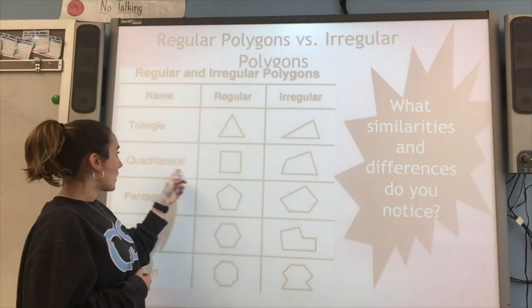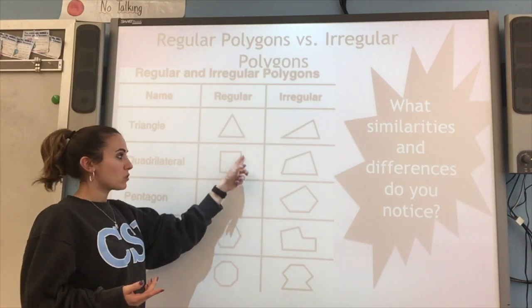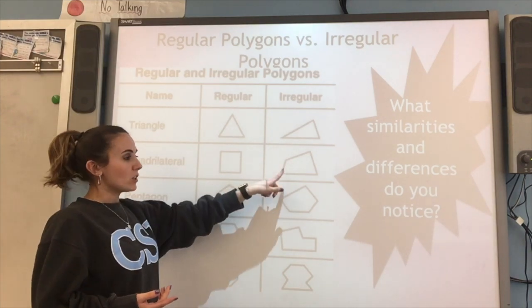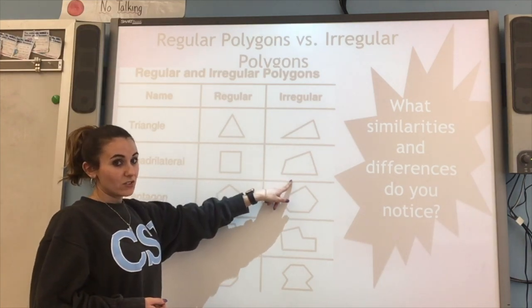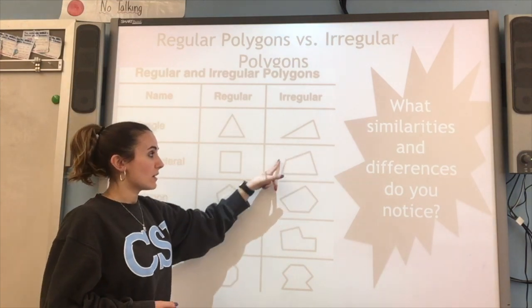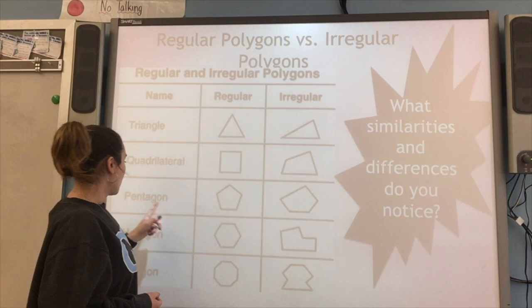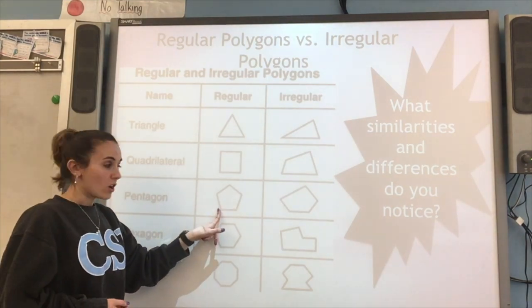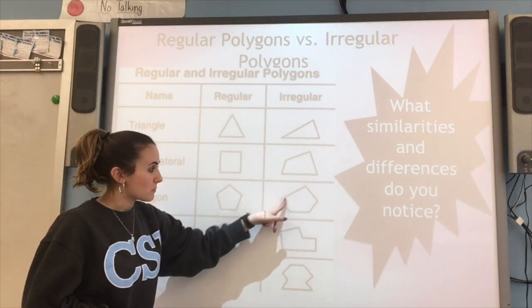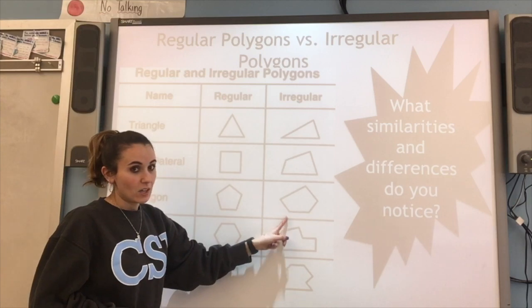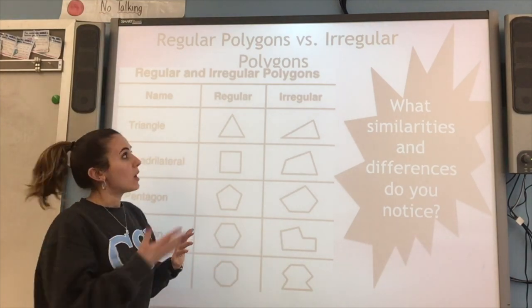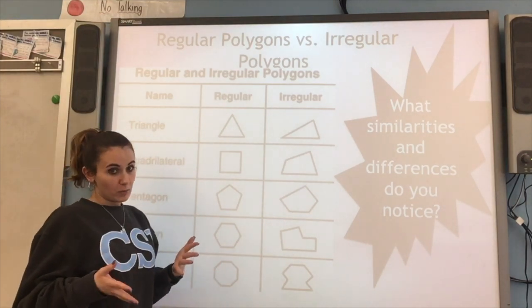And if I go to the quadrilateral, same thing here. We have a square, all equal sides. But then look at this quadrilateral. The sides are different. Not only are the lengths different, but all of the angles are also different. Same with the pentagon. All sides are equal. This side is much longer than this side. So this is just some irregular versus regular polygons.